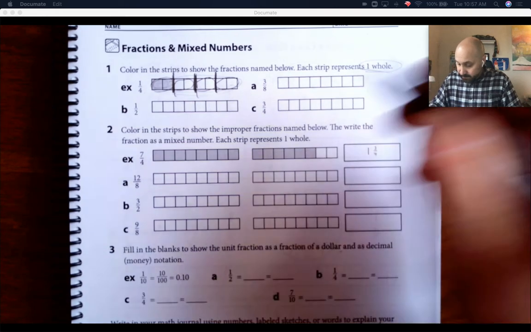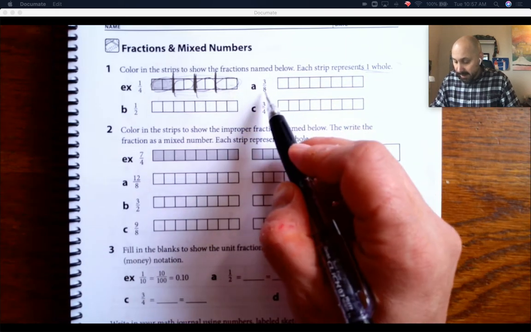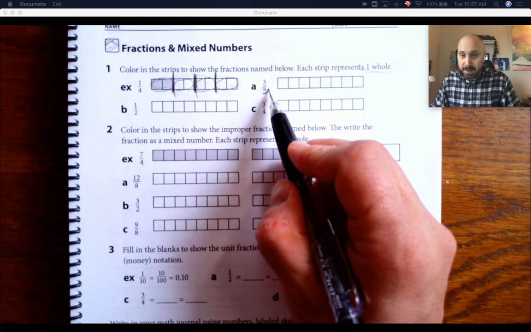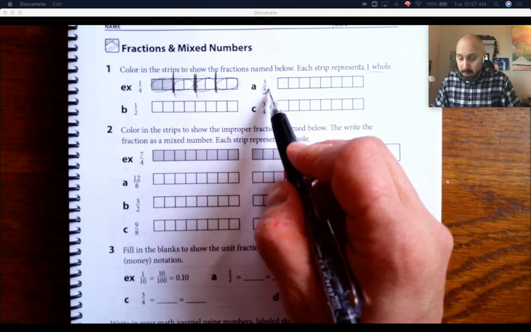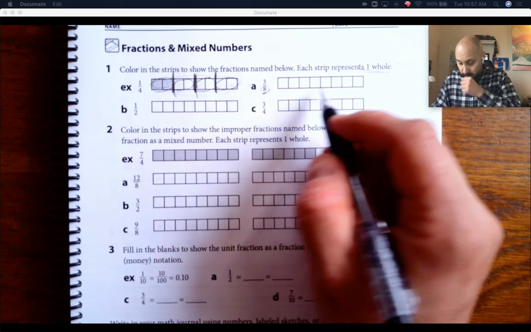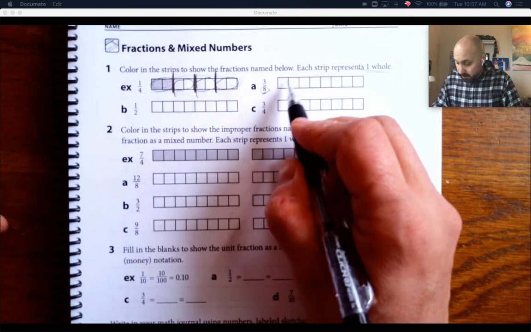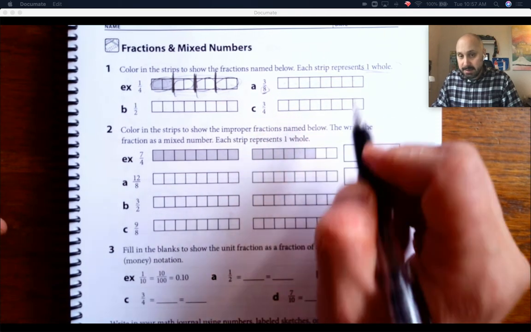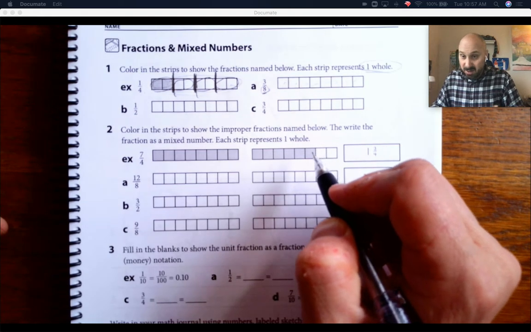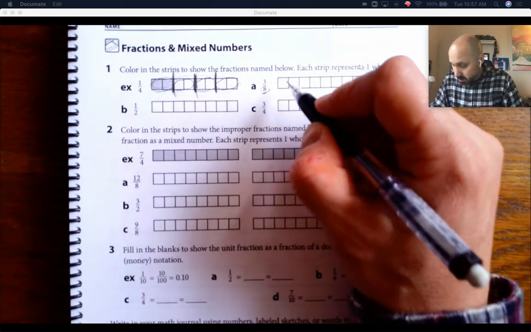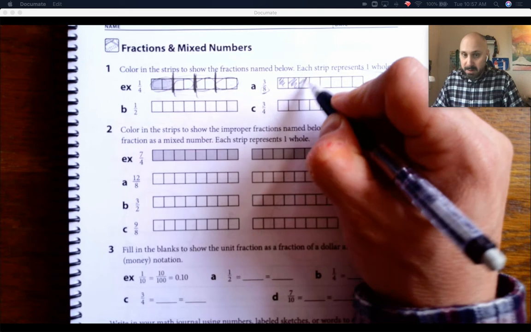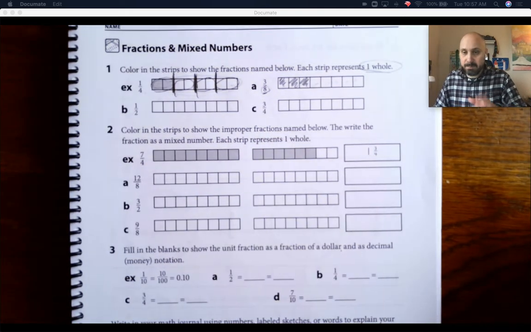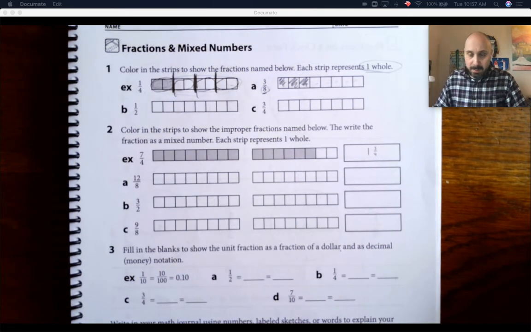So 3/8, well, this is nice because the 8, the denominator, is telling me how many pieces are total in this whole strip. So I have 1, 2, 3, 4, 5, 6, 7, 8. So if I just shade in 3 of those, we're done. So 1, 2, 3. There's my 3/8. Sorry, this camera's a little slower than the way Mr. Mack's talking.